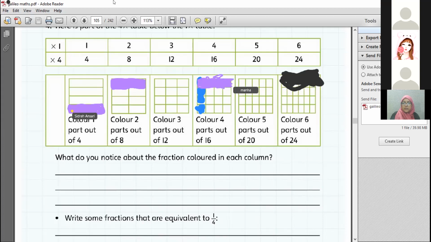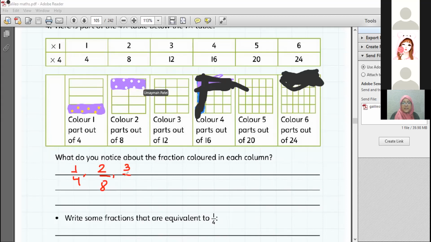Manha, why did you do two times? What is the first fraction? Muhammad Ali, you don't have to do. What is the one fraction? No, ma'am, I'm doing the purple. I have done the purple one. Blue one Mariam is doing.